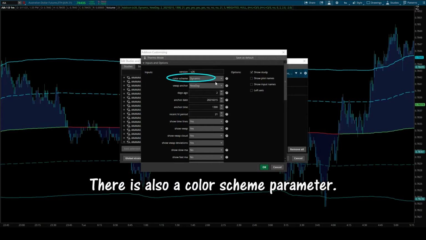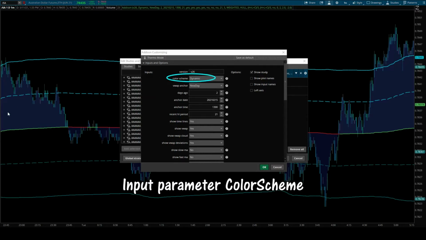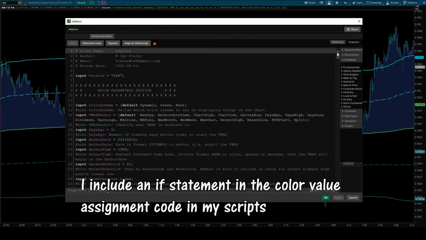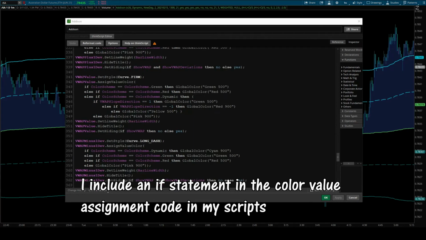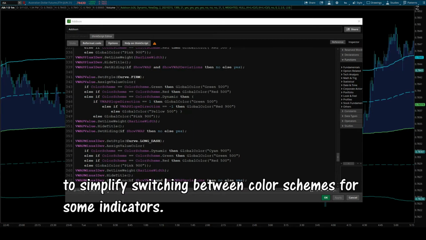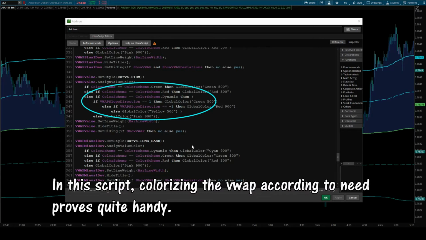There is also a color scheme parameter. Input parameter color scheme. I include an if statement in the color value assignment code in my scripts to simplify switching between color schemes for some indicators. In this script, colorizing the VWAP according to need proves quite handy.